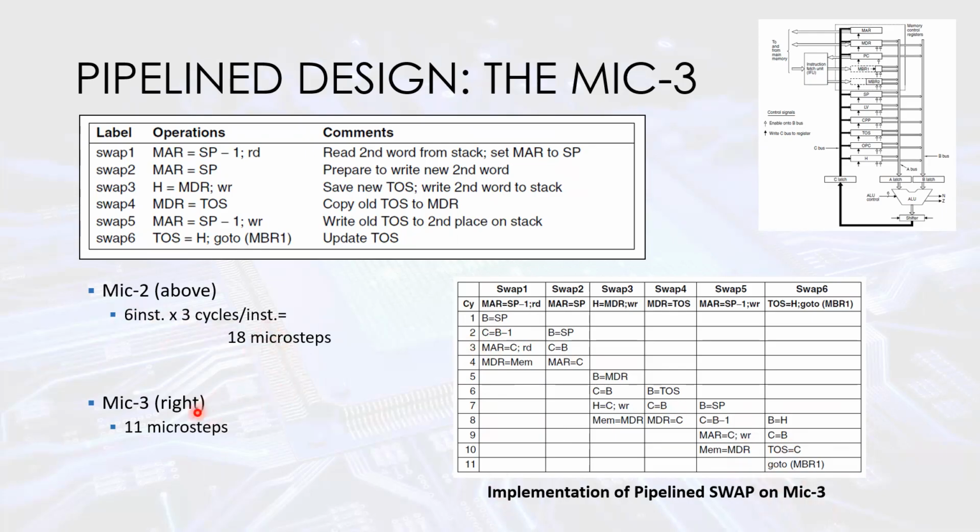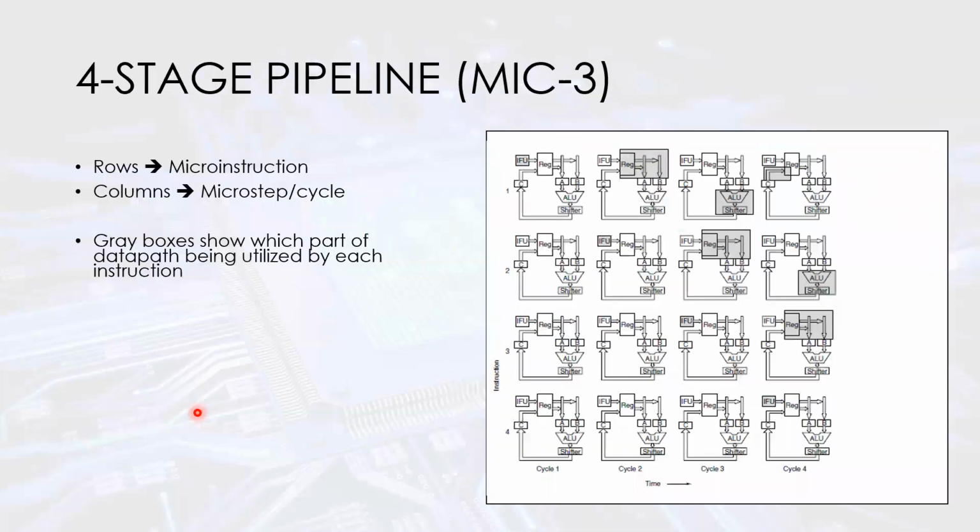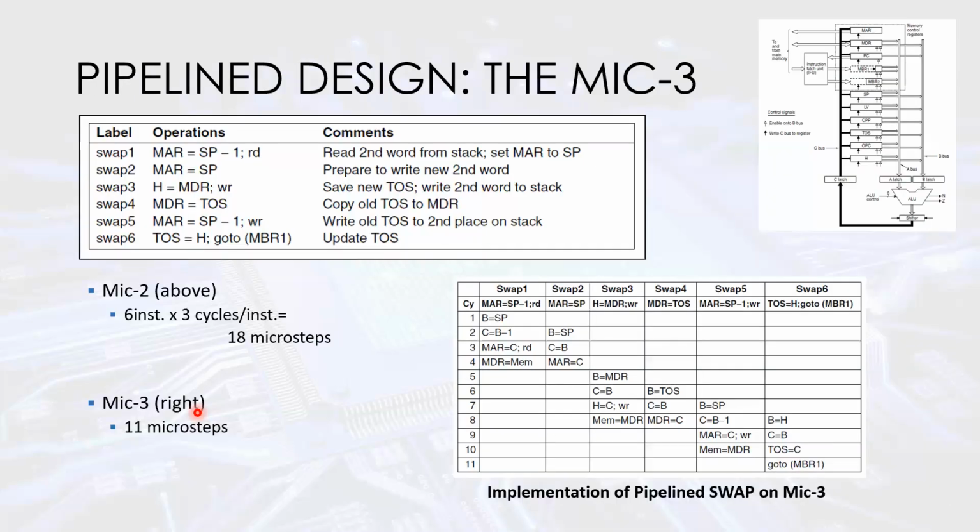So what we see is that with the pipeline, we were able to save 7 microsteps, which is pretty significant. If you do a percentage, 6 out of 18 would be a 33% reduction. So we have over a 33% reduction in our time. Okay, so that's the idea. Let me pause there. Are there any questions on this design?